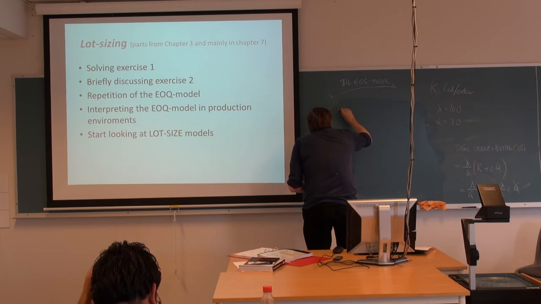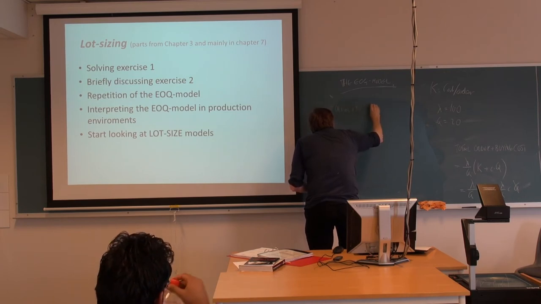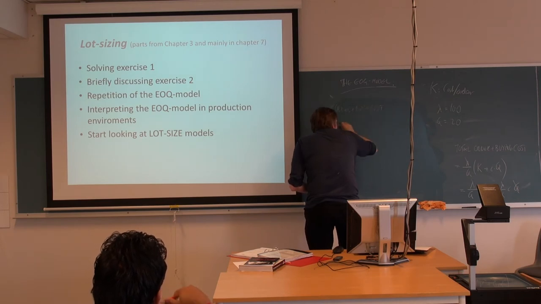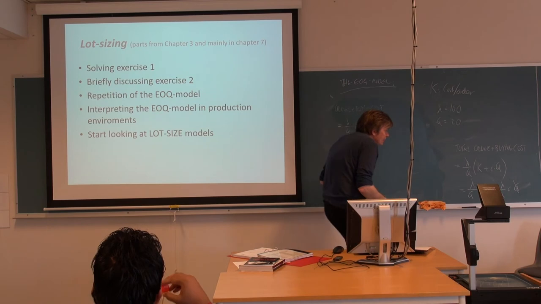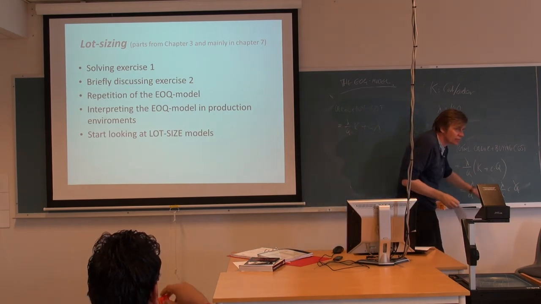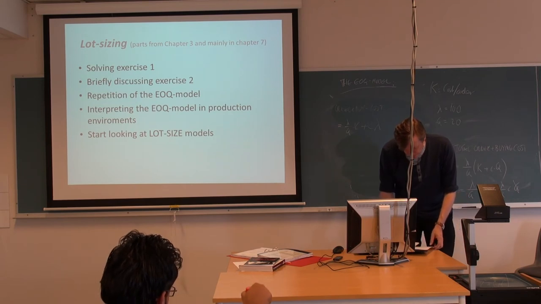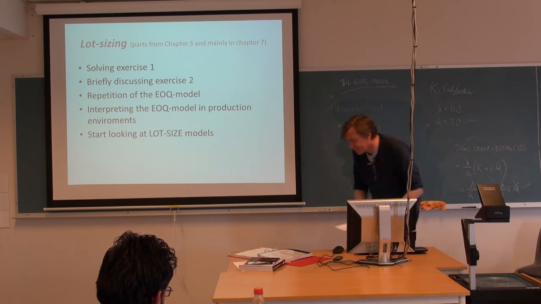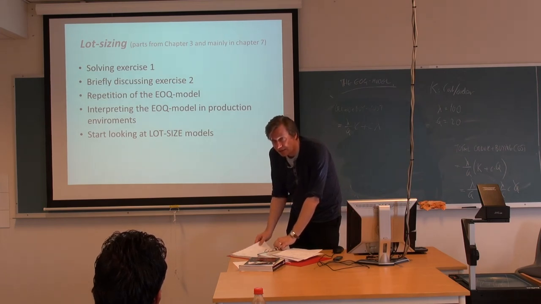Order plus buy cost should then equal lambda over Q times K plus C times lambda. Okay? Following directly from this one. Then the only thing which is missing here is the inventory cost.